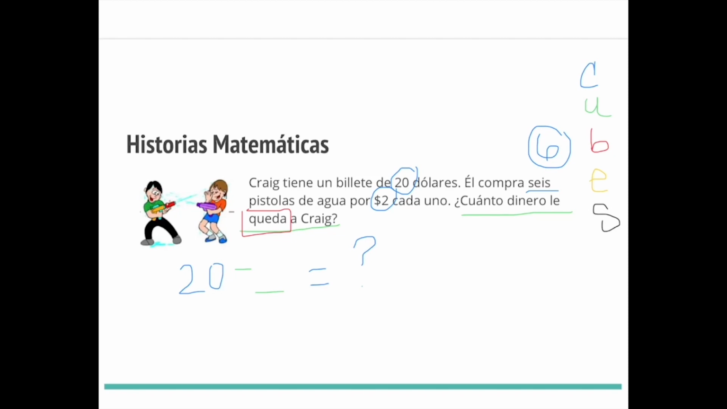Él compró 6 pistolas de agua. 1, 2, 3, 4, 5, 6. Y cada una costó $2. Voy a sumar. Contemos de 2 en 2 para saber el total de dinero que gastó. 2, 4, 6, 8, 10, 12. Él gastó $12.